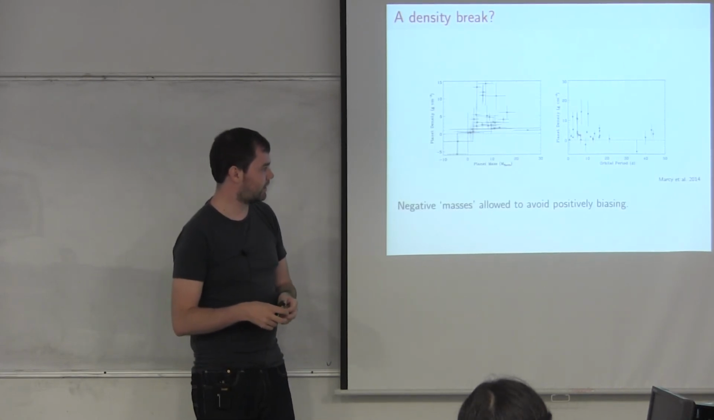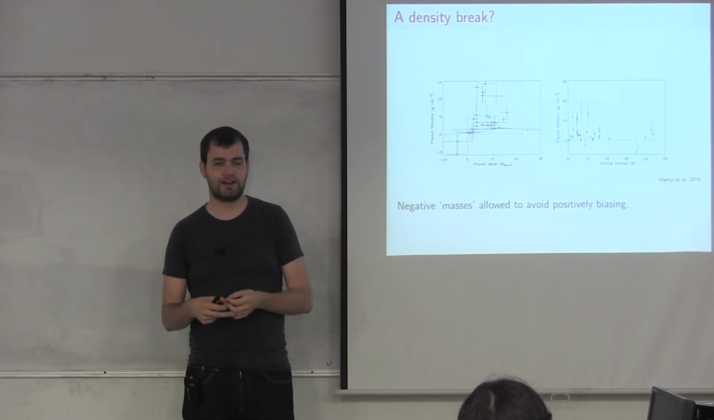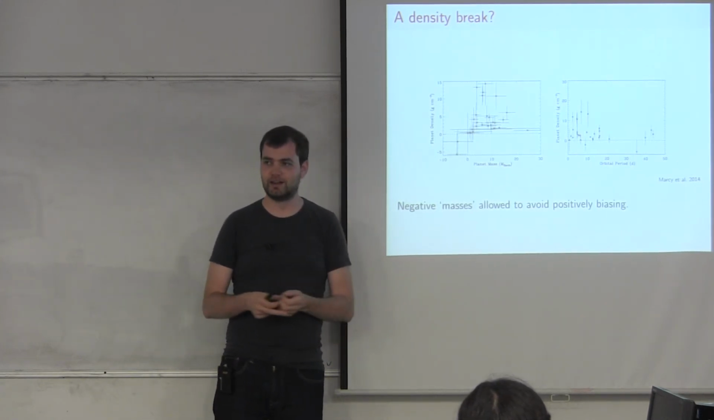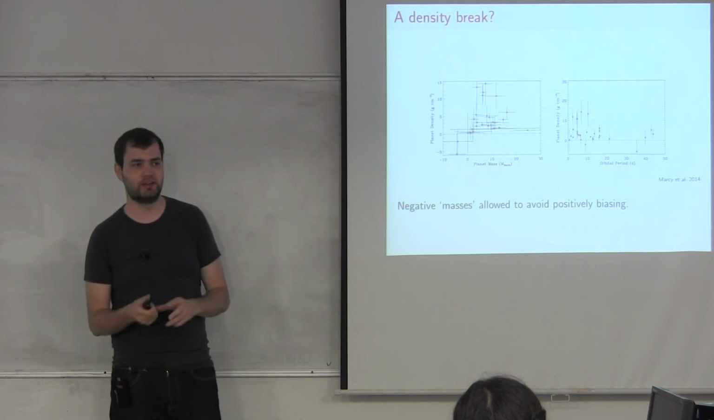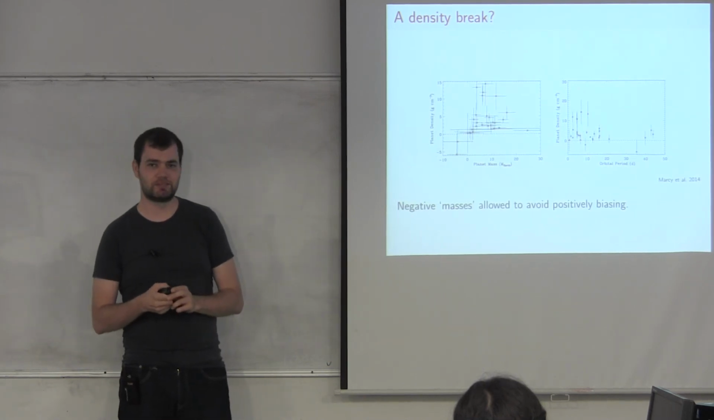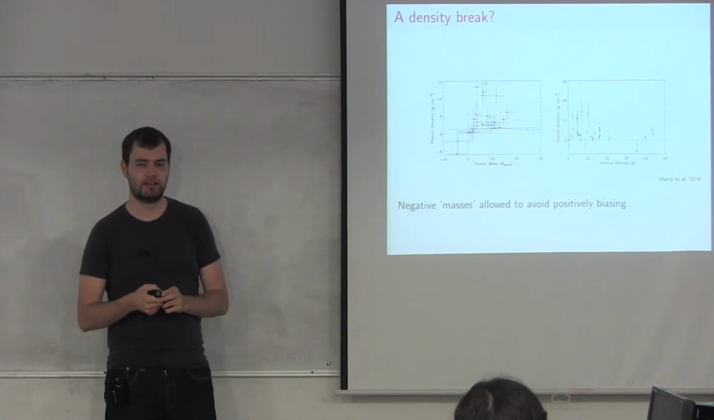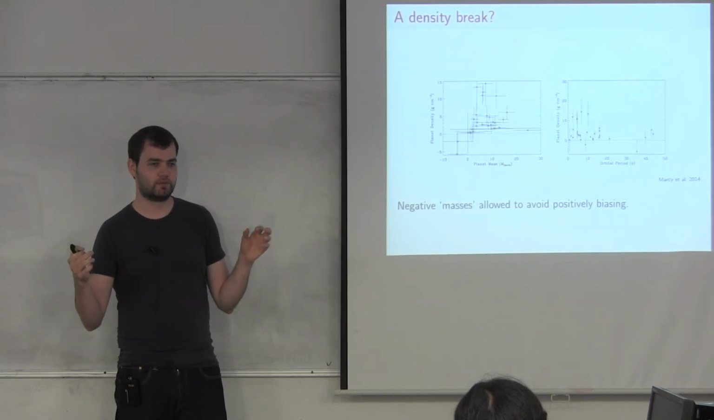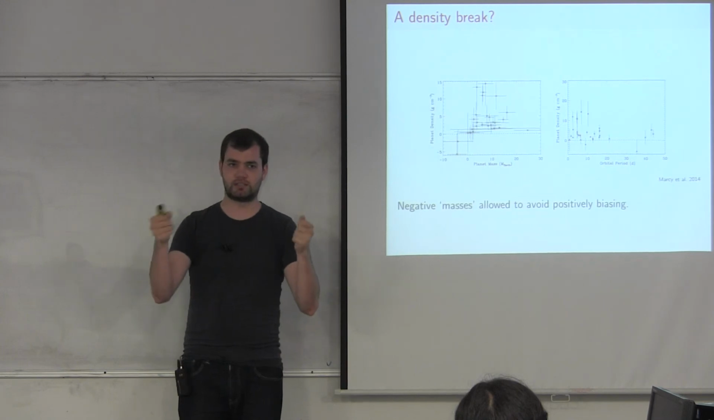And the final point of their study, which tends to confuse everyone, is that they did allow for what they call negative masses, which is a really unfortunate naming because obviously actual masses are not negative. But what they really mean is negative amplitudes of their RV curves, because they know the period and they know there has to be a planet.